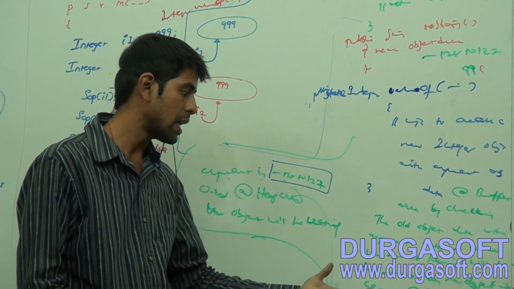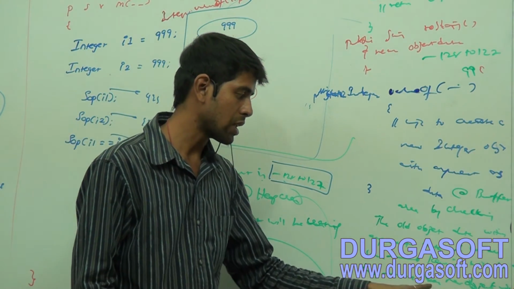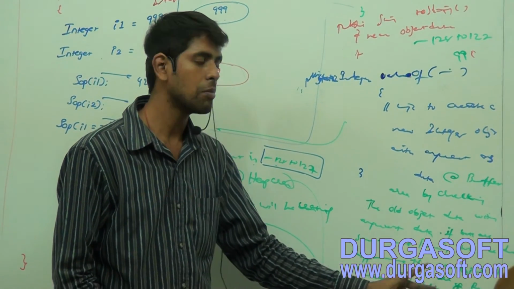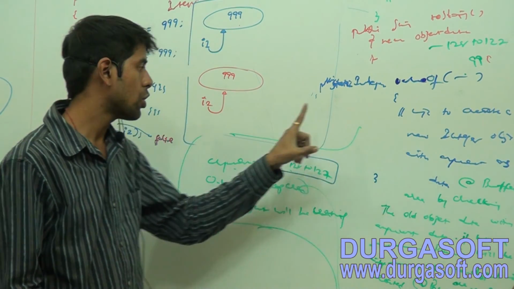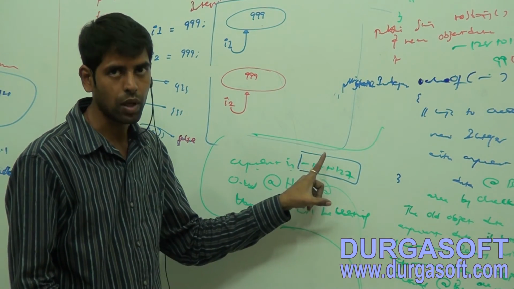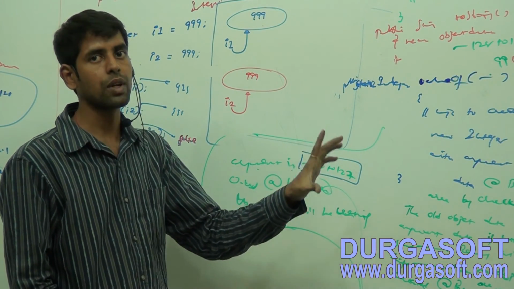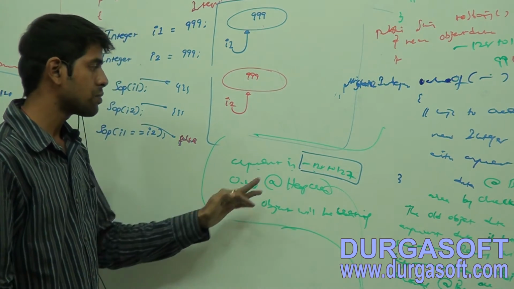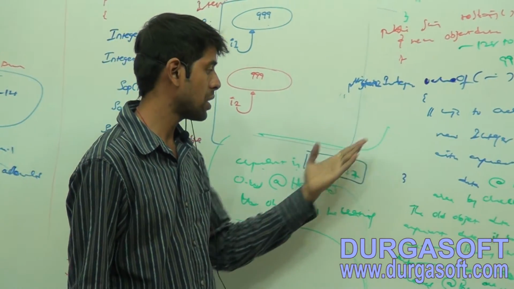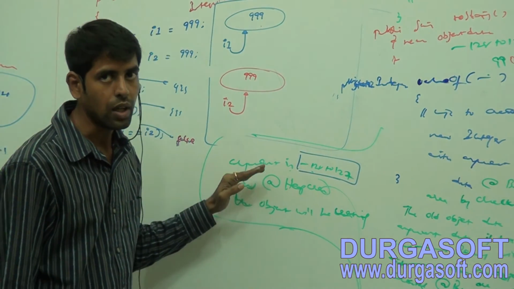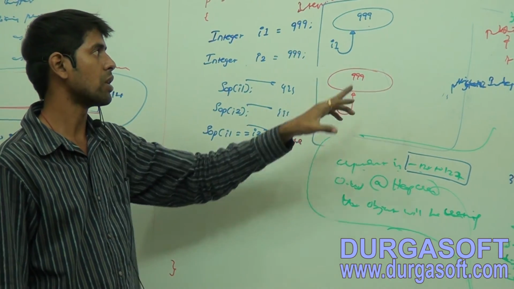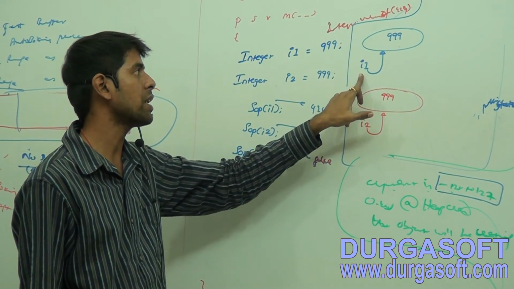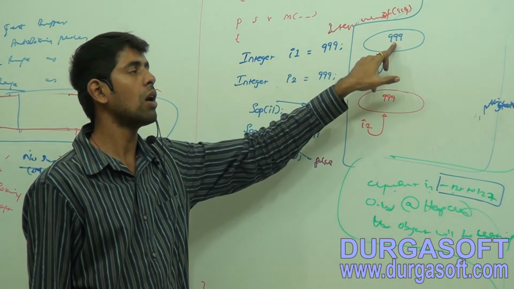Now what is going to happen? A different case will be executing. A new object will be created at the buffer area if the range of the argument is within minus 128 to 127. Now this 999 is not within this range, so a new object will be created at the heap area. That's why an object is created at the heap area, and I1 is referring to this object.